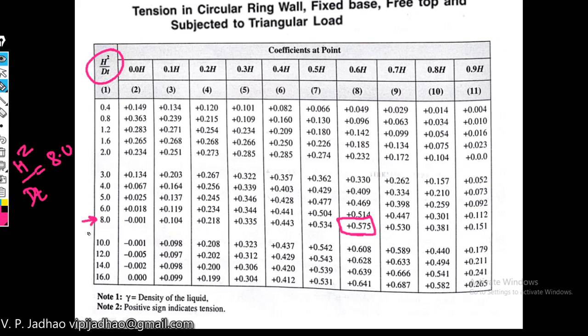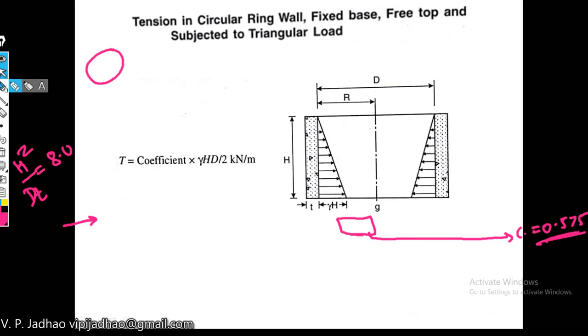0.575 is the maximum value of coefficient for 8 value of h square upon dt. Then we'll be using this particular value of coefficient, 0.575, for calculation of hoop tension. We'll use this value in this particular formula. Just keep this value of coefficient here, and you will get the value of hoop tension.